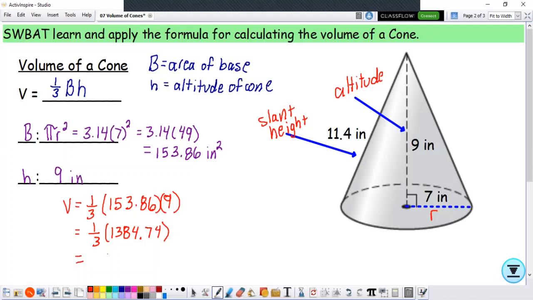And when you find 1/3 of any number, it's like dividing it by 3. So if you're not comfortable using fractions, you can take 1,384.74 and divide it by 3. And we're going to have 461.58 cubic inches. Again, volume is always cubic units. And because our dimensions here were listed as inches, our units for volume in this case is going to be inches cubed or cubic inches.